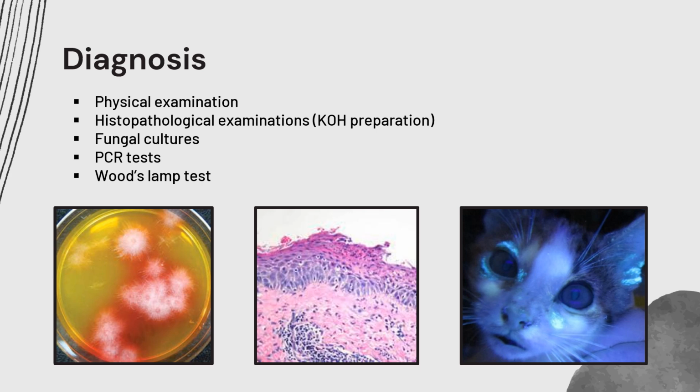Another option is to do fungal cultures, which are more specific than the histopathological examinations, but take a significantly longer time. This takes a few weeks. PCR tests are another option for diagnosis, as well as a Wood's lamp test. A Wood's lamp test consists of viewing the infected area under ultraviolet light. If the area is infected with dermatophytes, it will glow under the light. However, this is only effective for tinea caused by Microsporum canis and Microsporum audouinii.